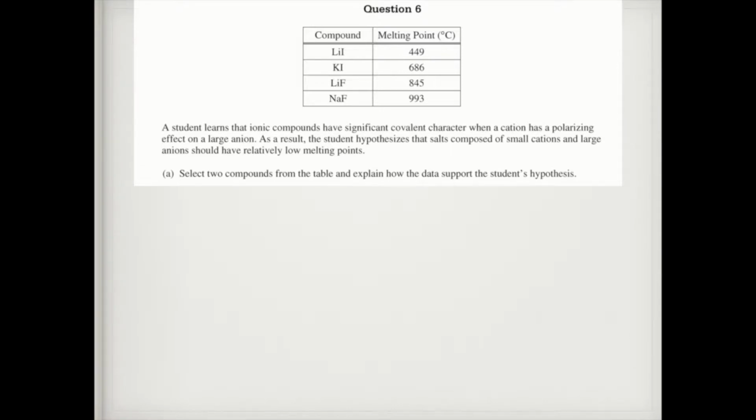So to answer this question, we need to choose 2 compounds that either have the same anion or have the same cation. So for example, I'm going to just start off with the first one. I'm going to do lithium iodide and potassium iodide. Now, since lithium iodide has a smaller cation than potassium, the melting point of lithium iodide is going to be lower than that of potassium iodide because it has a smaller cation, right? Even though they both have a large anion. So that supports the hypothesis that small cation and large anion cause a low melting point.